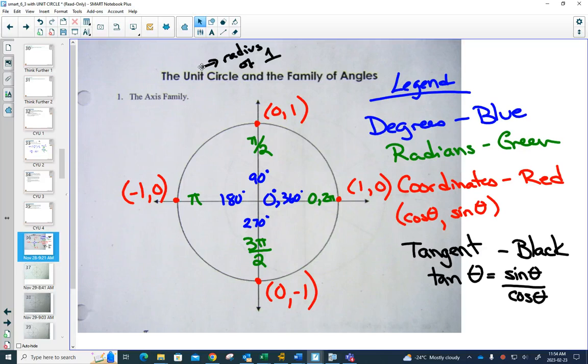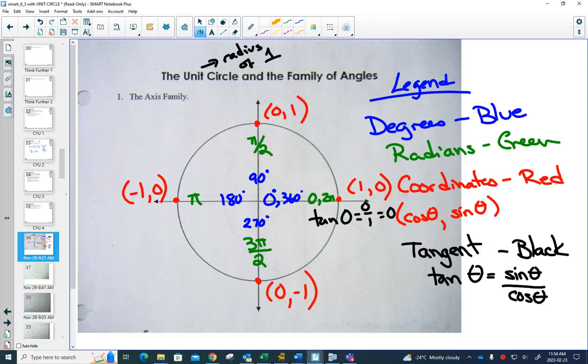We can also do tangent. Using the big idea that tangent is sine theta over cos theta, I can go to 0 and write tan of 0. My y-coordinate is sine, that's 0, divided by 1, that will equal 0. So tan of 2 pi, tan of 360 degrees, tan of 0 is going to equal 0.